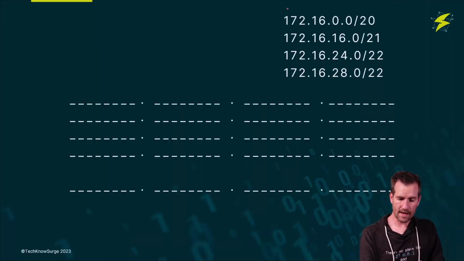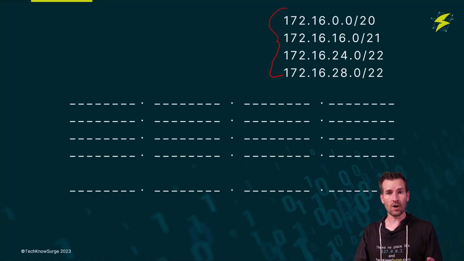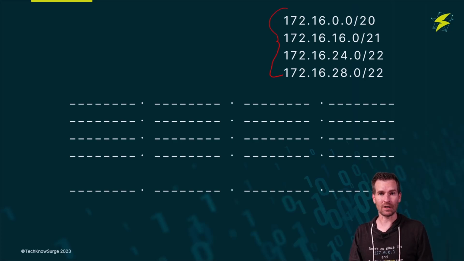These are the networks that we're going to summarize. What you can do is hit pause on the video, go ahead and summarize these, and then hit play to check your work. At the end of this, I'll actually go through the process, so if you have any questions, you can get those answered. So go ahead and hit pause and try this out.